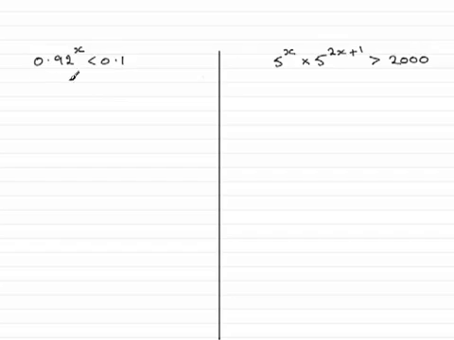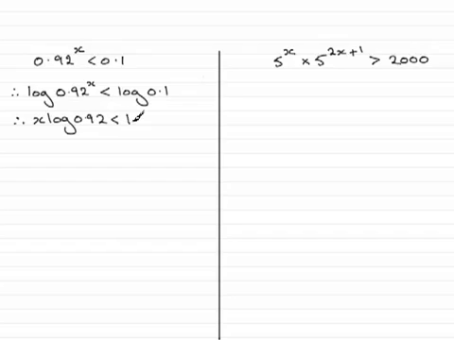If we start with this one here, we've got to solve 0.92 to the power x is less than 0.1. So I'm going to take logs to both sides in the same base. It can be any base, but base 10 would be the easiest because you'll find it on most calculators. So I'll log to base 10. On the left hand side we have the log of 0.92 to the power x is less than the log of 0.1. Now I use the power rule for logs, and that is that the x can come out the front of the log, and we have x log of 0.92 is less than the log of 0.1.